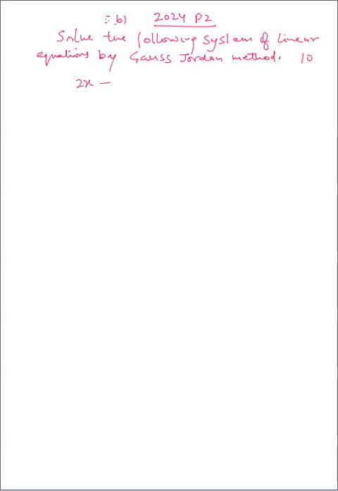Solve the following system of linear equations by Gauss-Jordan method. So equations are 2x plus 3y minus z is equal to 5, 4x plus 4y minus 3z is equal to 3, 2x minus 3y plus 2z is equal to 2.